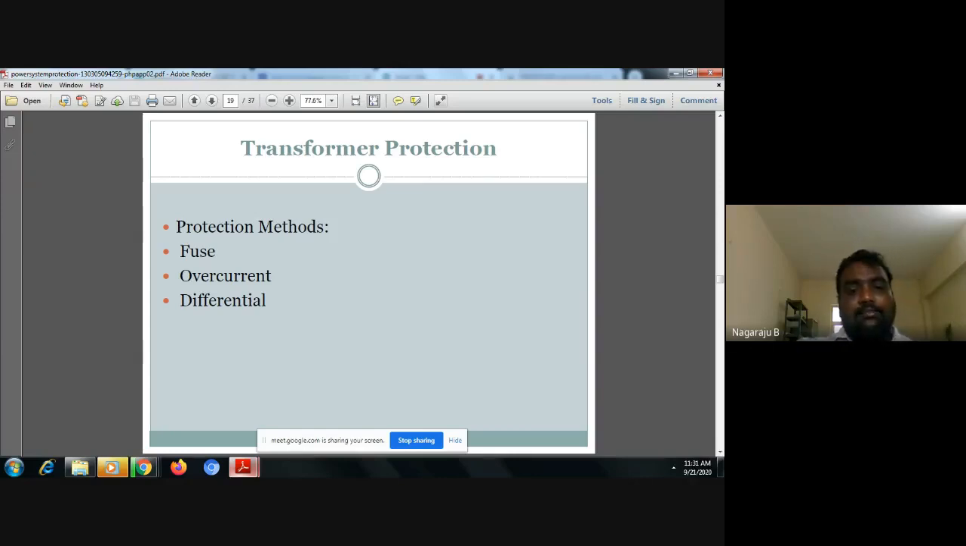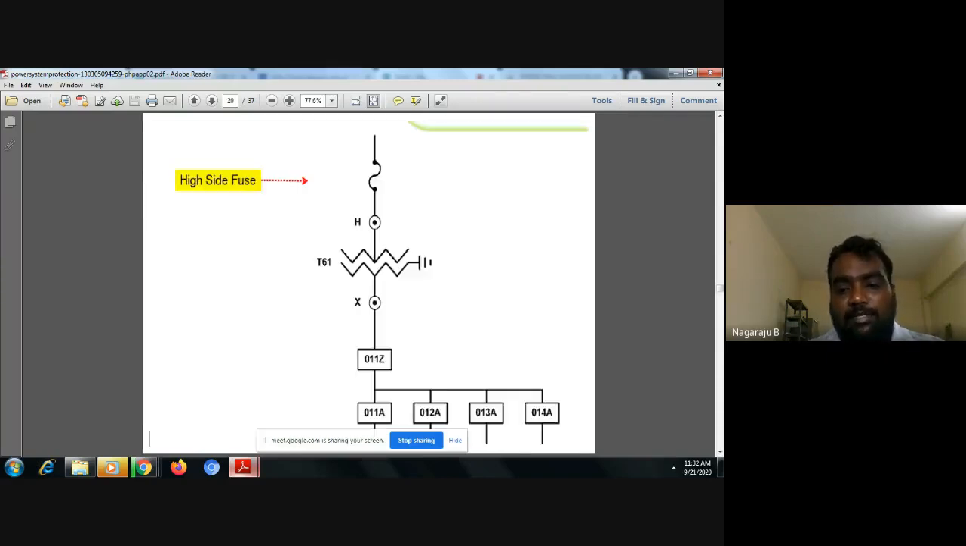We use fuses, especially overcurrent fuses and differential fuses. Like this, we are going to use a special type of fuse for the transformer. And here, this is the high side fuse which is protecting a transformer in the secondary distribution system.